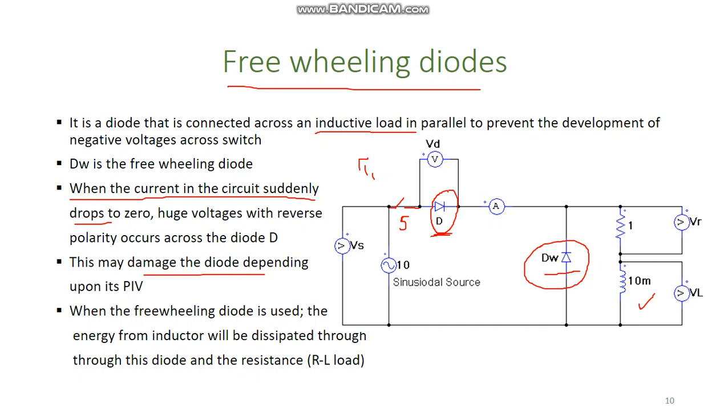When the freewheeling diode is used, the energy from this inductor can now pass through this diode rather than forcing this diode D. So this diode is known as freewheeling because it provides a path for the release of this energy from the inductor, which is dissipated through this resistor.